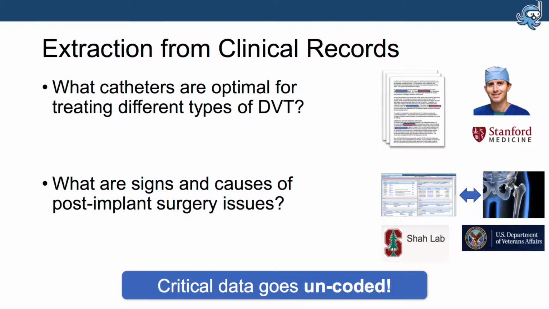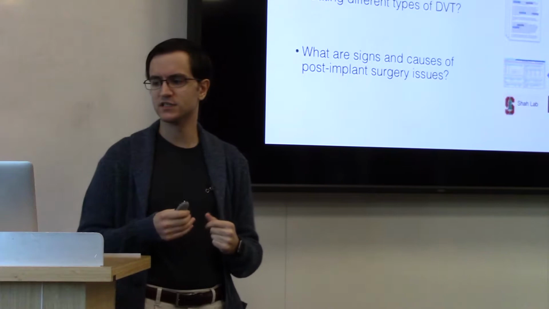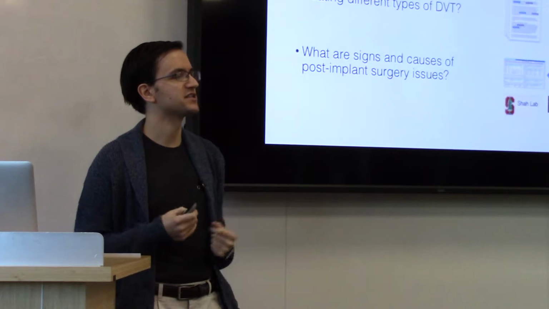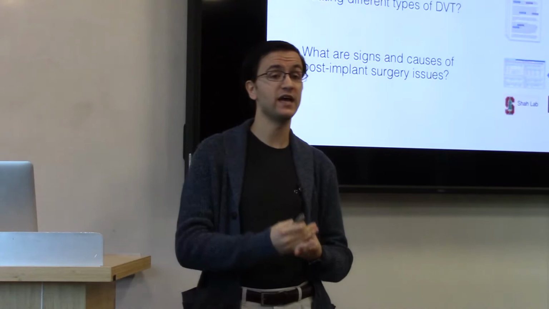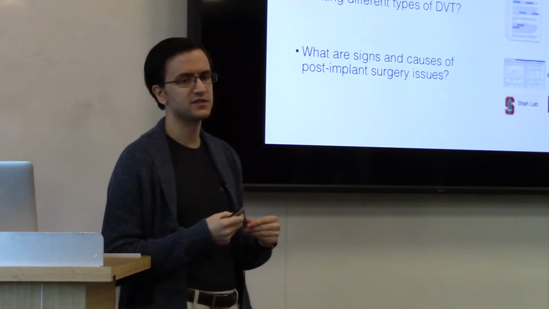One of the first things we've been working on is extracting information from clinical health records. So here at Stanford, Rusty Hoffman, who's pictured here, is the head of interventional radiology at Stanford. And he works on deep vein thrombosis. His approach to treating this is to use arterial catheters to actually open up the veins. But because there haven't been randomized clinical trials to address questions like what types of catheters should we use for which patients, in which parts of the body, which ones are the most likely to have adverse outcomes, what are the signs of post-implant surgery issues? These are all things that researchers don't have a great handle on.